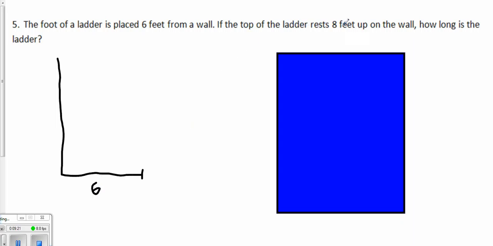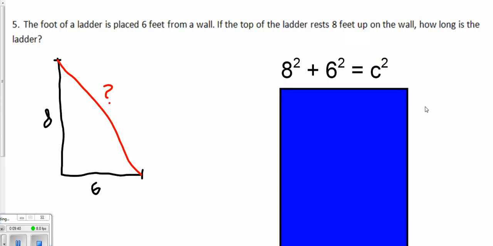The top of the ladder rests 8 feet up on the wall. So the top of the ladder goes right here, and this is going to be 8 feet. So our ladder looks something like this. It's the red line there. We don't know how long the ladder is, but that's what we're trying to find out. So we use the Pythagorean theorem to say 8 squared plus 6 squared equals c squared.